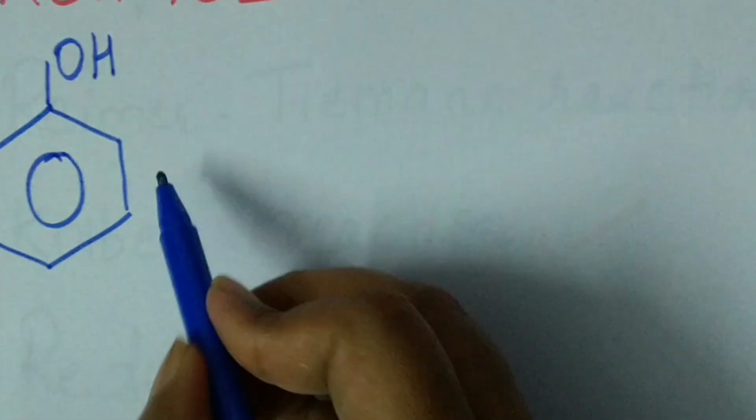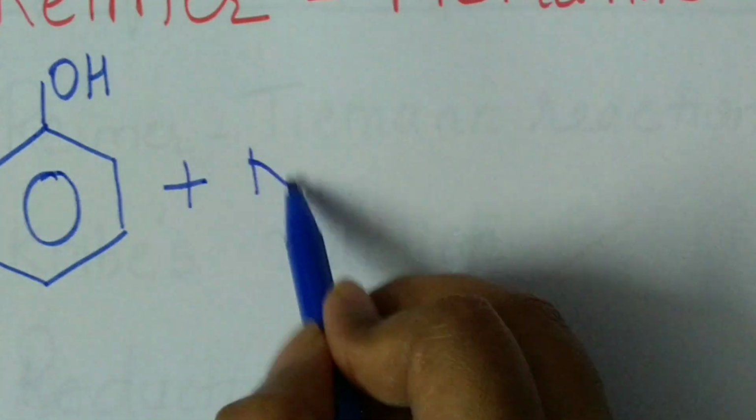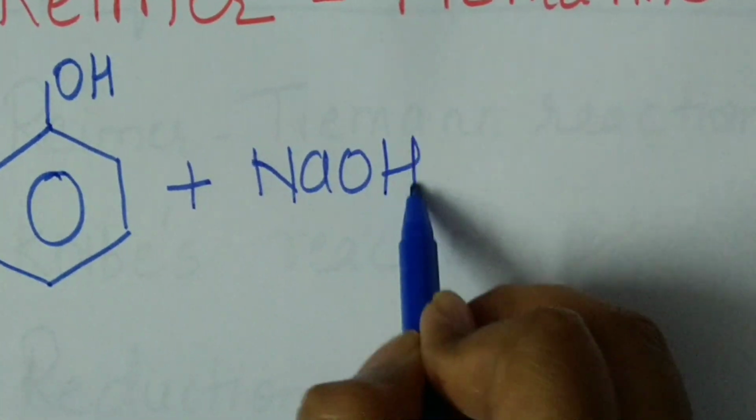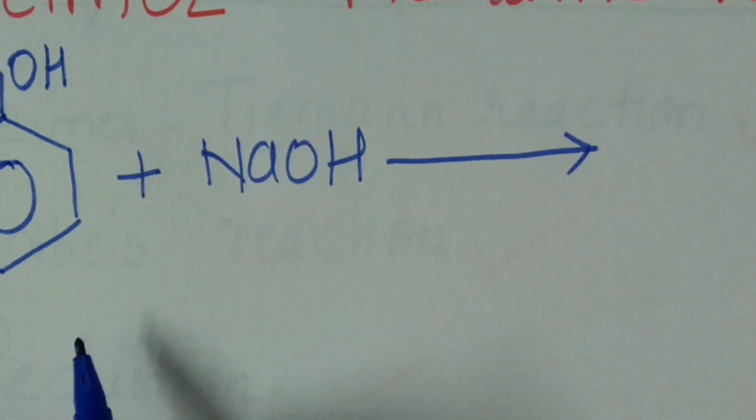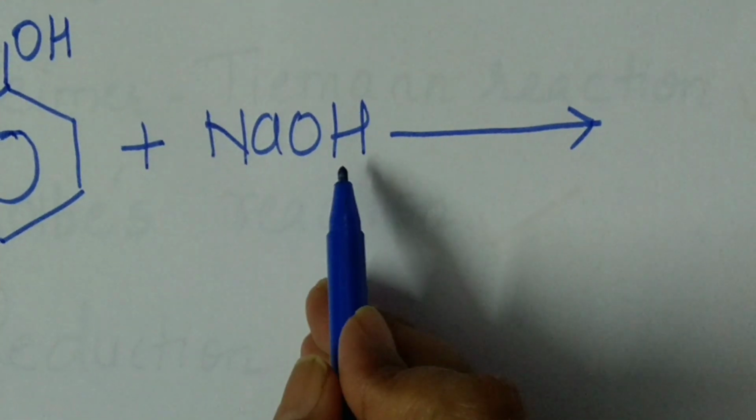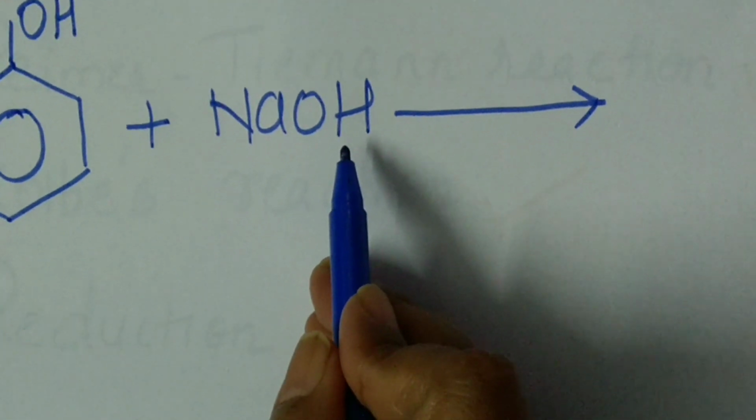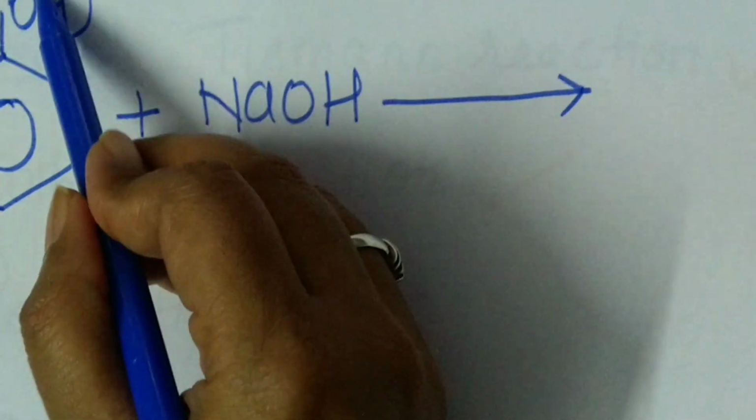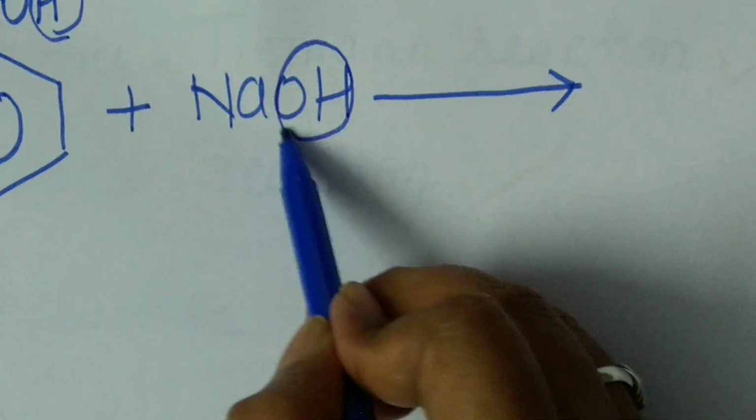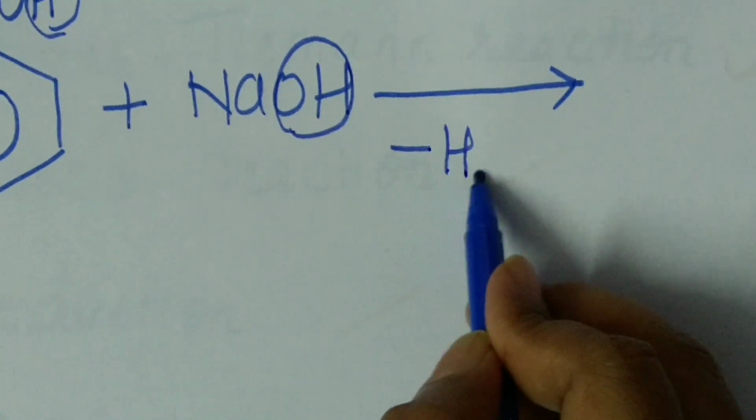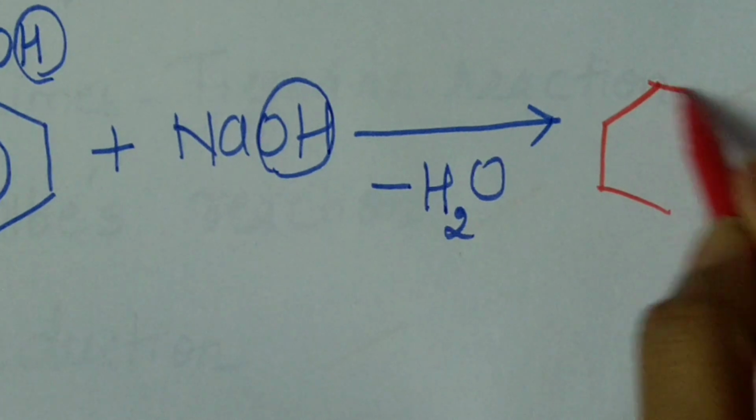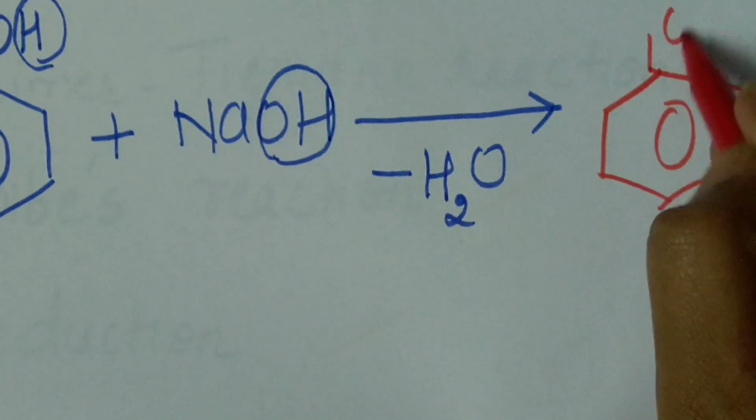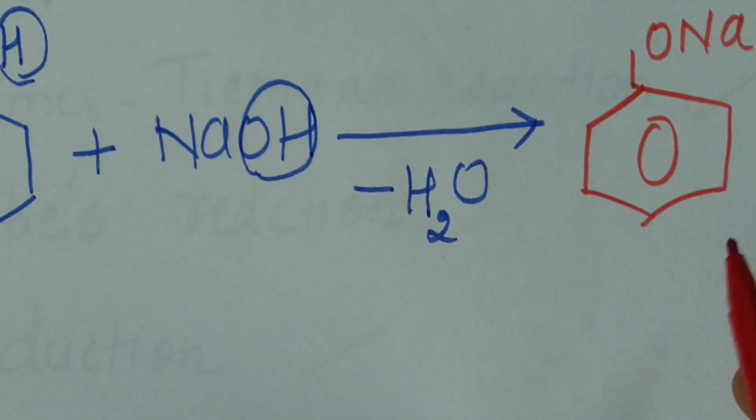So we have phenol here. OH group is a reactive group. Therefore, I need to protect the OH group. How do I protect it? By reacting it with NaOH. This is acidic in nature. NaOH is base. Therefore, what should happen? There should be removal of water molecule. H2O is removed. So, what do I get? Benzene ring. Oxygen is present and Na comes inside.